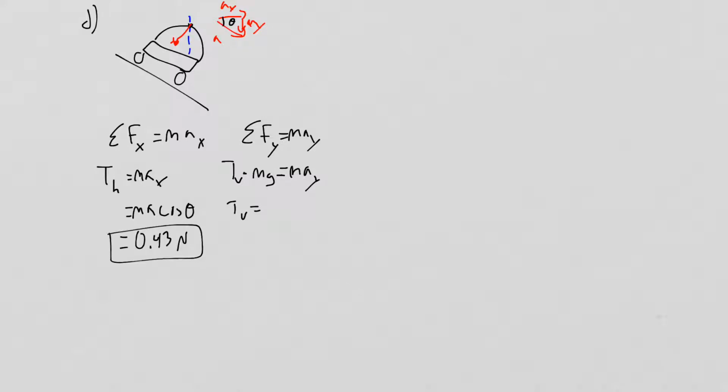So the vertical part is done pretty similarly. Oh, oops. And I realize here I forgot a sign. This acceleration is in the negative direction, so we have a negative in there. And so if you have negative ma sine theta plus mg, you end up getting 0.75 newtons. So the trick to this one is splitting up the acceleration rather than splitting up the forces.